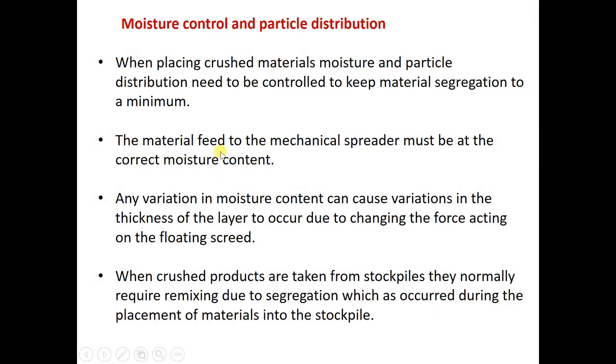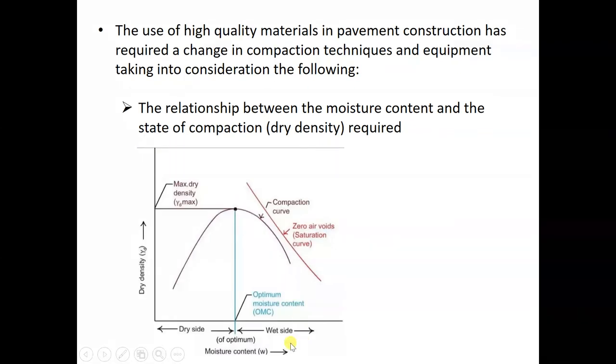The materials fed to the mechanical spreader must be at the correct moisture content. So what is the correct moisture content? Later we look at that. It needs to be the optimum moisture content. Look at that, there's a graph showing the moisture content on the horizontal axis and then the dry density. So at a certain optimum moisture content, that has to be determined from project to project.